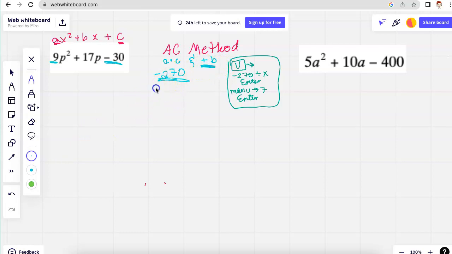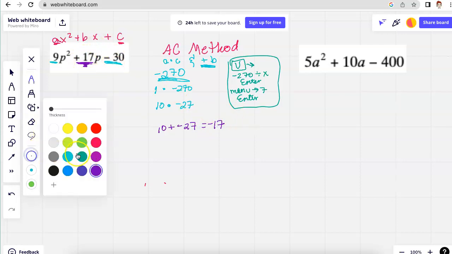So it starts, of course, with 1 times negative 270. But because it ends in a 0, I'm going to go ahead and jump to 10 because I know 10 will be a good one to try. So 10 times a negative 27 is what your calculator is going to tell you. Now, remember, we now need to add to B. So we're going to add to 17 here. Now if we try that 10 plus negative 27, we're going to get a negative 17. And I want a positive 17.